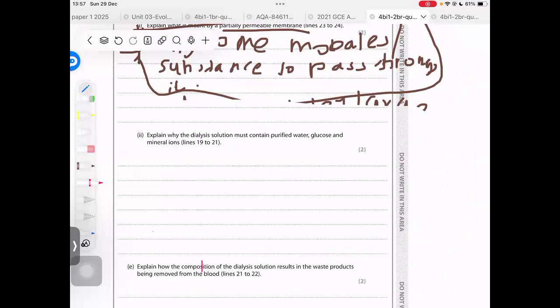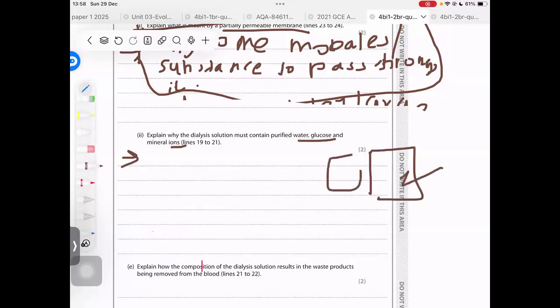That is because they don't want any net diffusion of those substances into the dialysis fluid from the blood, right? Otherwise, if we lose them, that's going to be a disadvantage for us. So we are not going to allow them to go anywhere, right? So you can write it down like this. Now you're going to explain the reason why we are maintaining the same concentration of these substances in the dialysis fluid as in the blood. So that those substances will not leave the blood.